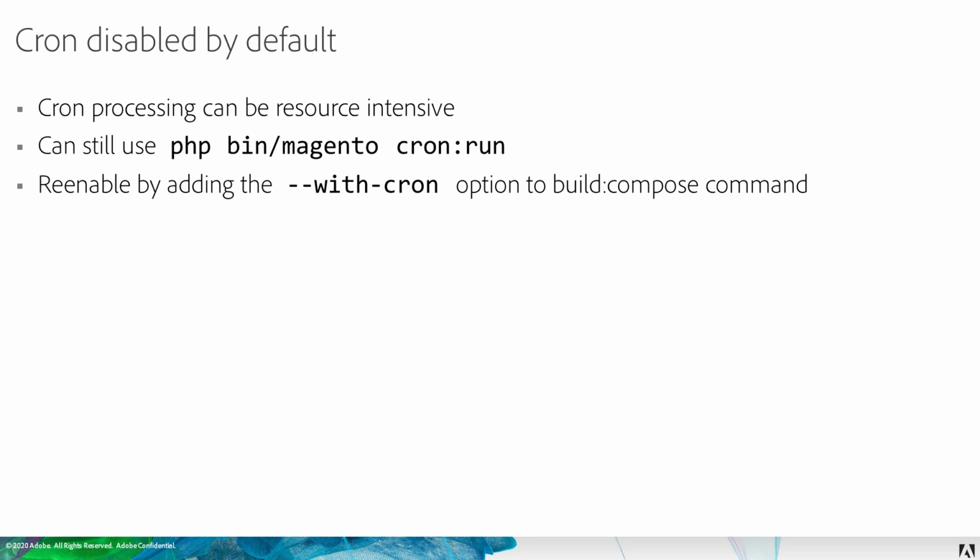Of course, if you're running cron run manually, that's still 100% functional. There's no reason why that won't work. But if for some reason you do want to test crons, or you still like having the crons run automatically just like they would on Magento Cloud, then you can just use the --with-cron option on the build compose command. So that's just a change in default. So you still have that functionality if you like it.